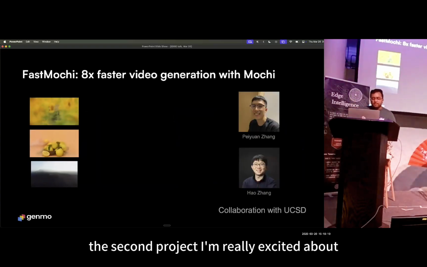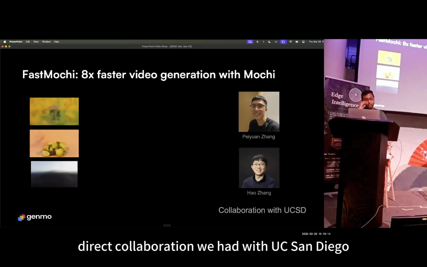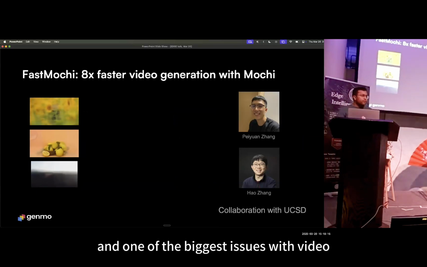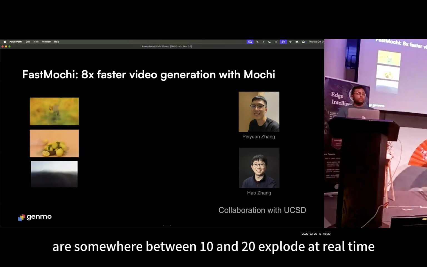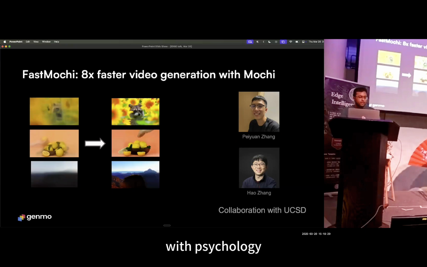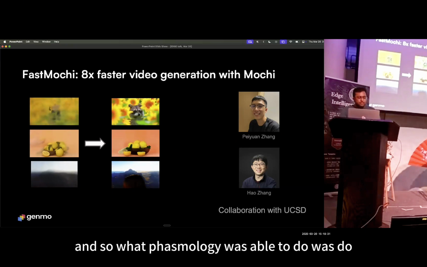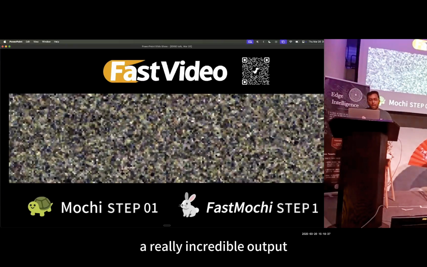The second project I'm really excited about is this Fast Mochi project. This was a direct collaboration we had with UC San Diego. One of the biggest issues with video generation models is they're too slow. They are somewhere between 10 and 20x slower than real time. This means that creators really feel bottlenecked on creative speed when they're iterating with the technology. What Fast Mochi was able to do was 8x faster video generation end to end, which I think was a really incredible outcome.